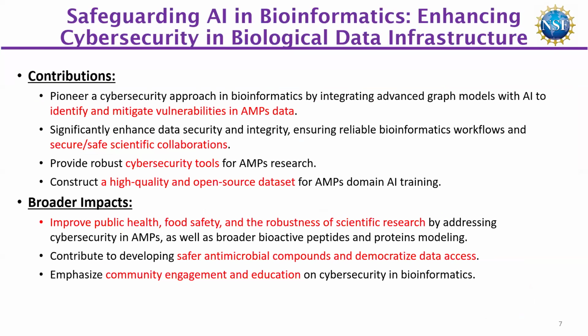If successful, it will help identify and mitigate vulnerabilities in the AMP data, of course. And we hope to build a zero trust framework in scientific collaborations, which means that a scientist should not worry: even if they are not familiar with a collaborator, they can still trust the data from that collaborator. No malicious data will be hidden behind. Also, we will provide robust cybersecurity checking tools for the AMP area. And of course, in the end, we will open source our tools and all our data sets for training AI in the domain-specific AMP area. So that's what we want to do. Let's go to the next part.